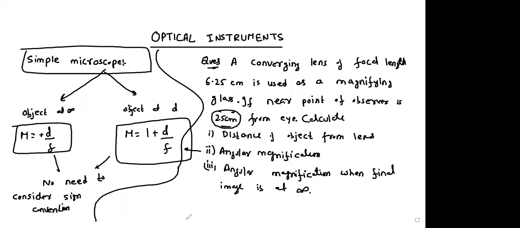Afroza, first one is straightforward. You have image distance, you have focal length, use lens formula and get the value of object distance. For angular magnification, you can directly do this 1 plus d by f. D is 25 centimeter. For the third case, you calculate d by f. Afroza, start your calculations.